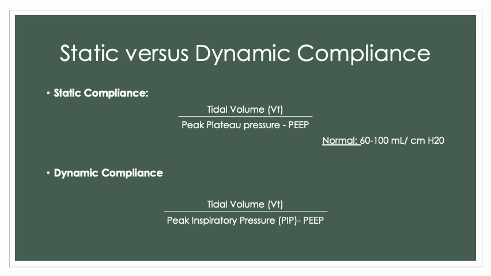So here's a summary slide. Static compliance, again, is tidal volume divided by plateau pressure minus PEEP. And normally this is 60 to 100 mLs per centimeter of water in an adult patient. And then dynamic compliance, this is measured during air movement, and you calculate it as tidal volume divided by peak inspiratory pressure minus PEEP.